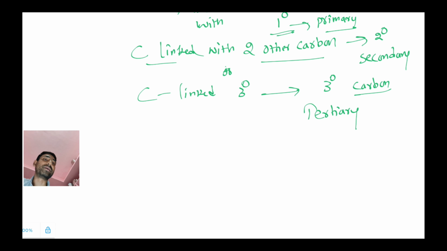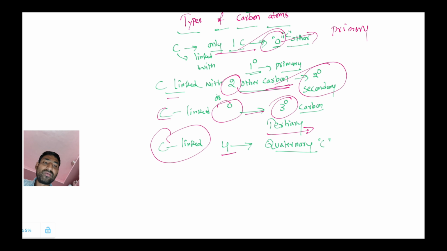If a carbon is linked with only one carbon atom or zero other carbon atoms, that is called primary carbon. If it is linked with 2 other carbon atoms, that is called secondary carbon atom. If a carbon is linked with 3 other carbon atoms, that is called tertiary carbon atom. If a carbon is linked with 4 other carbon atoms, then that one is simply called quaternary carbon atom.